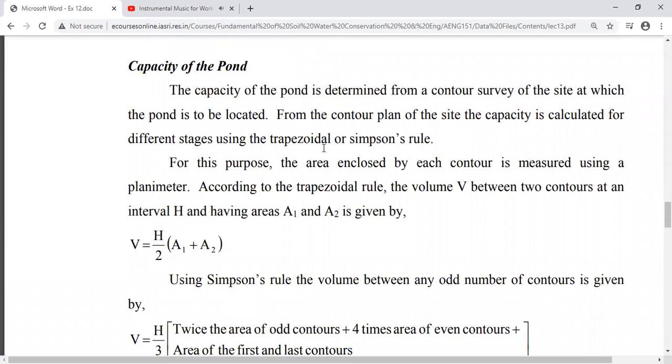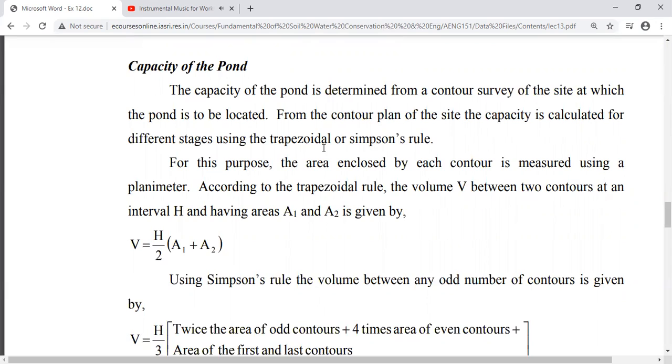Then, capacity of farm ponds. The capacity of a farm pond is determined from a contour survey of the particular site at which the pond is to be located. From the contour plan of the site, the capacity is calculated for different stages using the trapezoidal or Simpson's rule. For this purpose, the area enclosed by each contour is measured using a planimeter.